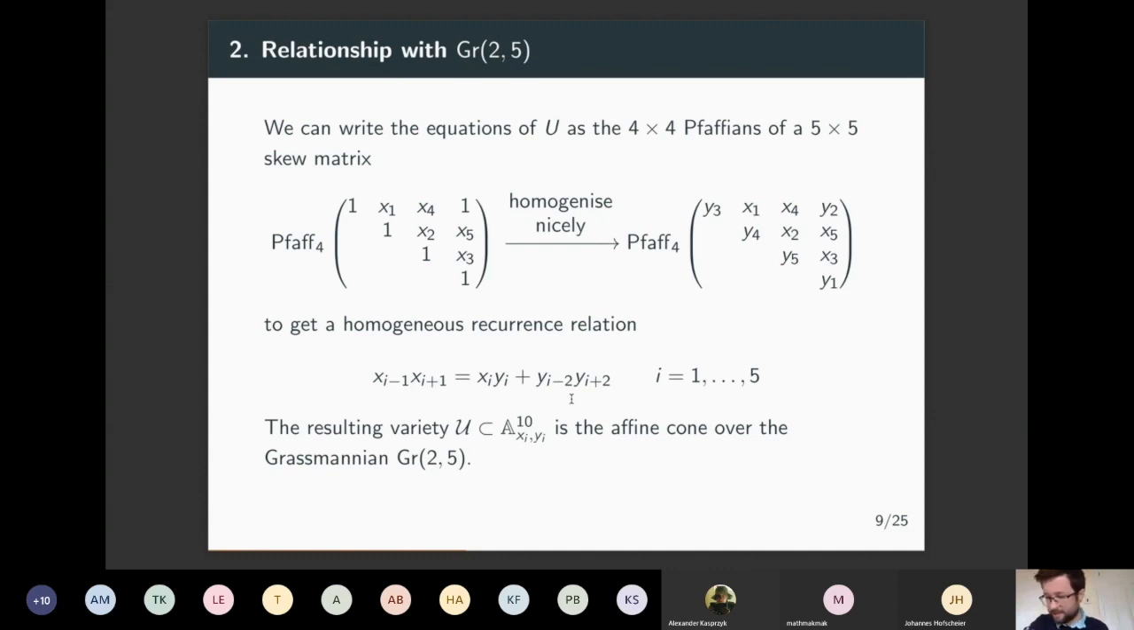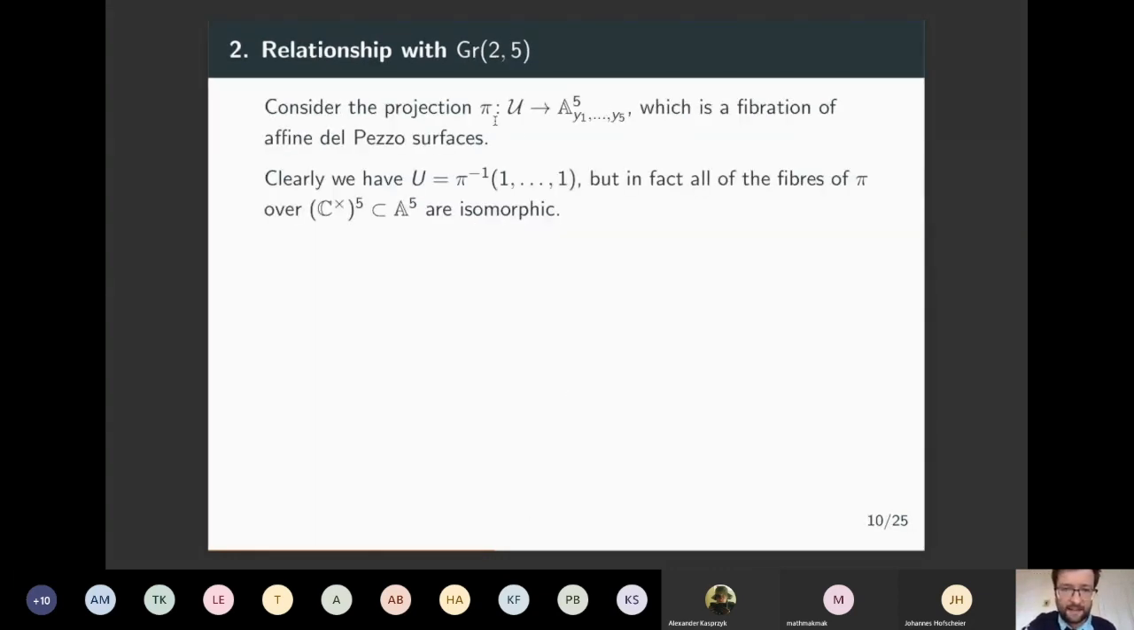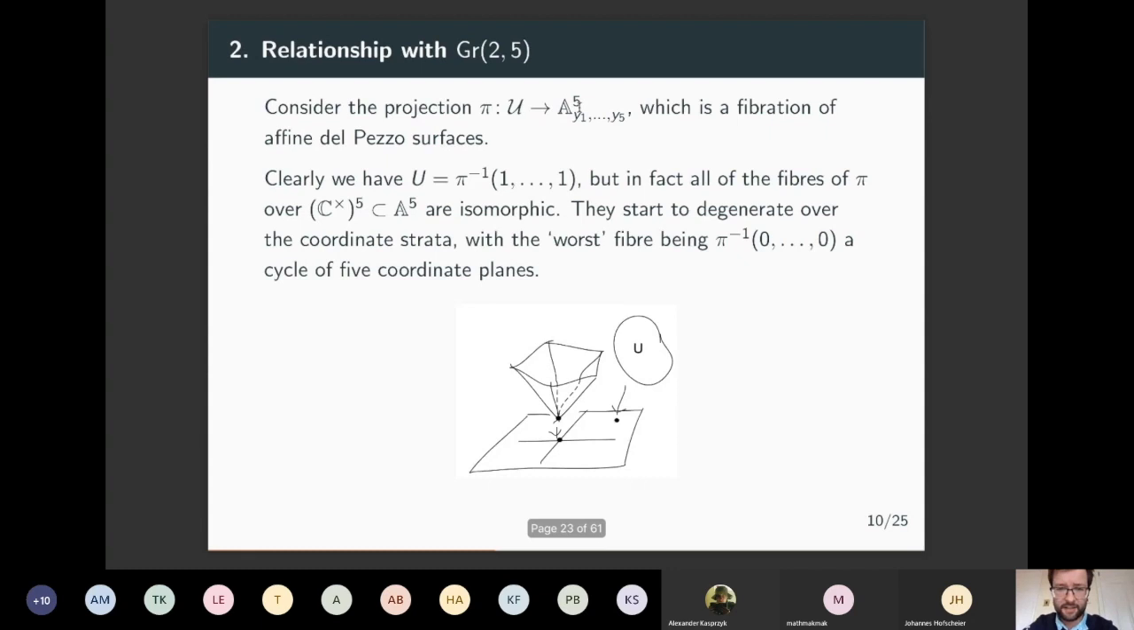And something that's kind of interesting to do is if I take this new bigger affine variety U, which is now 7-dimensional, and I just look at the projection to the 5 variables that I've just added in, this gives me a fibration of affine del Pezzo surfaces. And so clearly, if I set all of the yi's equal to 1, then I just get back the surface that I started with, U. But in fact, the fibers of this fibration are all affine del Pezzo surfaces. This map is flat. And they're all isomorphic as long as I stay away from the coordinate hyperplanes inside A5. And if I do stray onto a coordinate hyperplane in A5, then the fiber starts to degenerate.